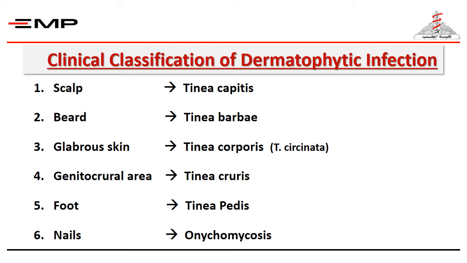For clinical classification of dermatophytic infection, if it occurs in the scalp, it is called Tinea capitis. In the beard, Tinea barbae. In the glabrous skin, it is called Tinea corporis or Tinea circinata. When it involves the genitocrural area, it is called Tinea cruris. The foot, it is called Tinea pedis, while involvement of the nail by dermatophytic infection is called Onychomycosis.